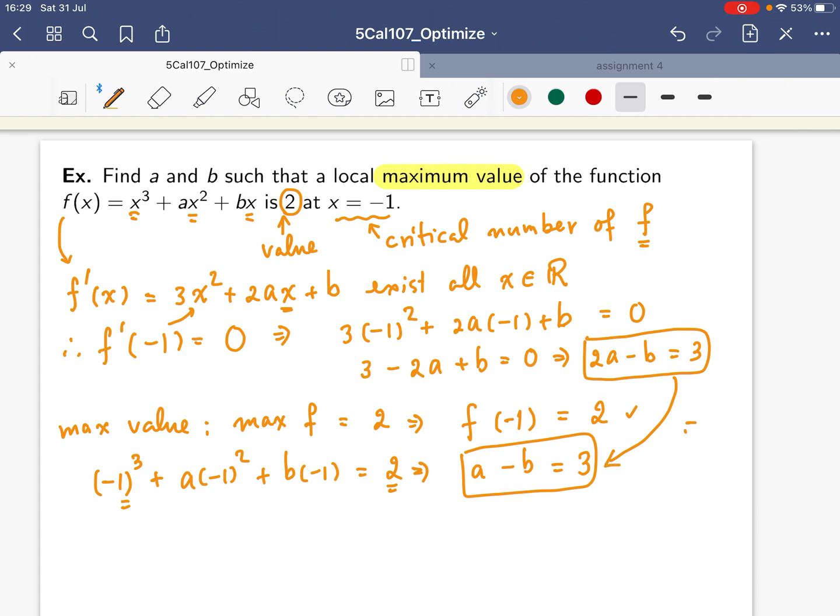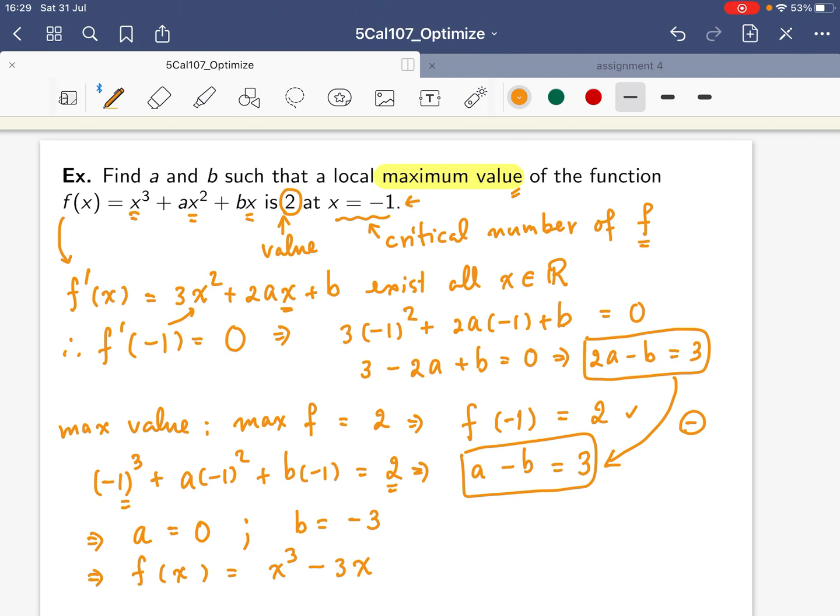So from here you can take a subtraction, and you end up with a equals 0. If a equals 0, then b must be -3, right? So this means that your function f, in terms of x, is x cubed minus 3x, and it will attain a maximum value at this particular point.